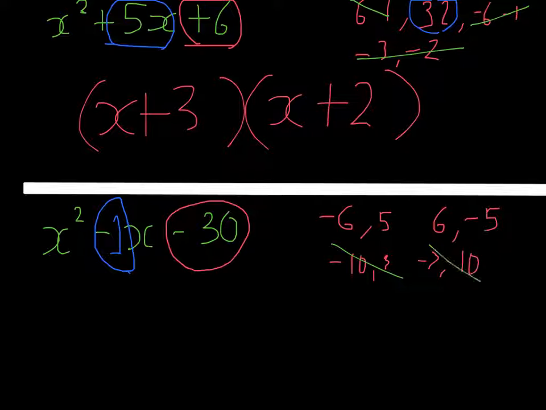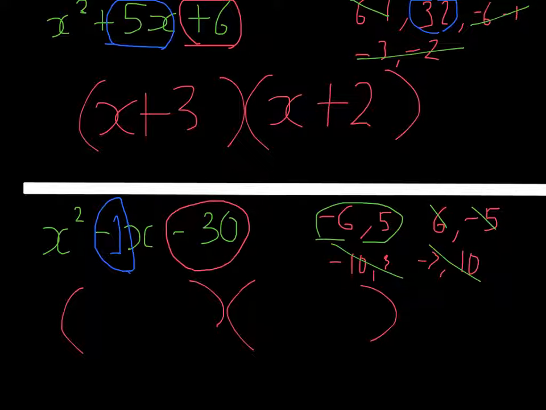So let's have a look. Which ones add to negative 1? Negative 6 and 5 add to negative 1. 6 and negative 5 add to positive 1, so it won't work. So those are our factor pairs. Now all we simply need to do is pop it back into brackets. So x minus 6, x plus 5.